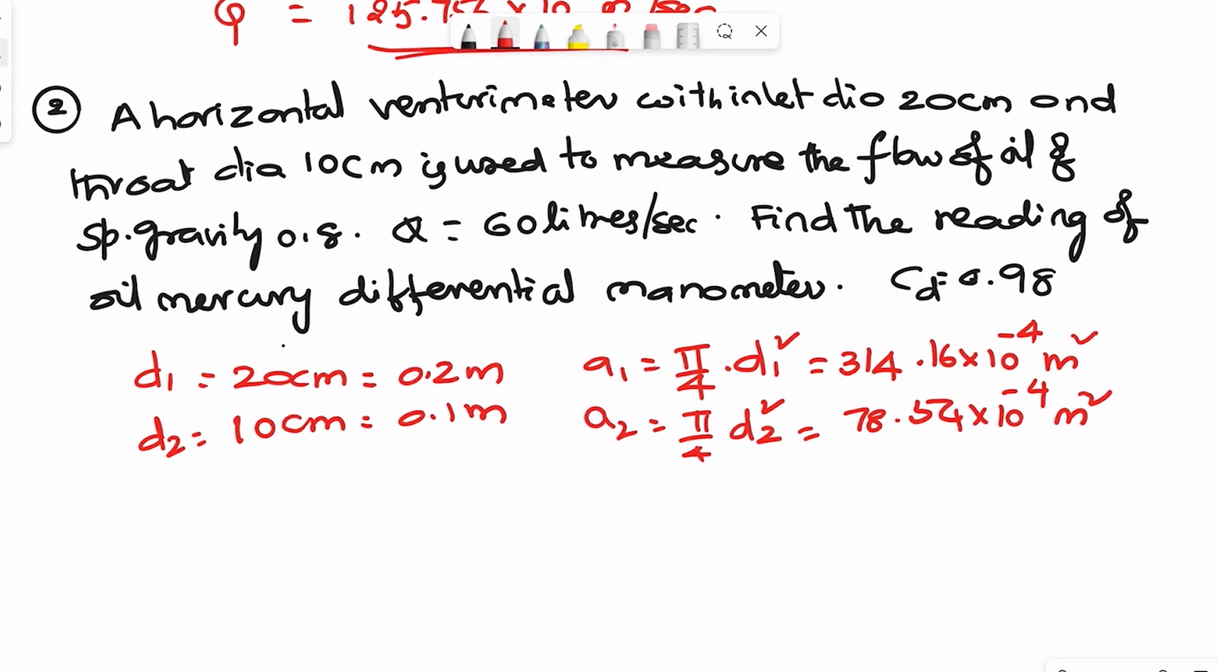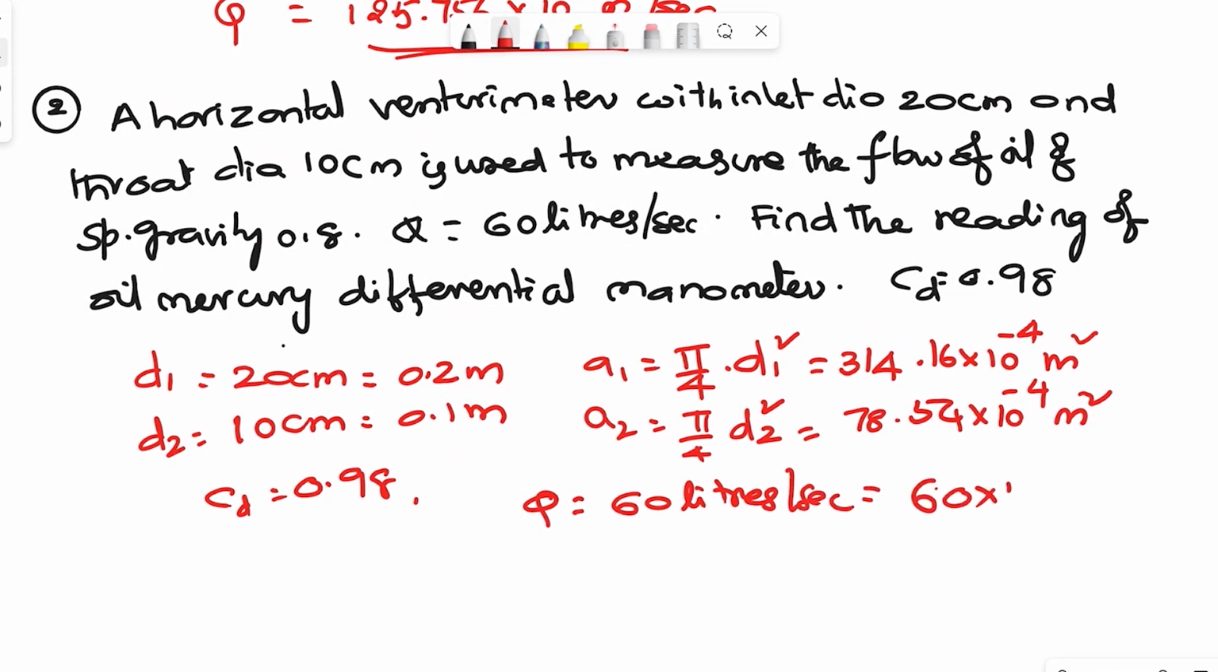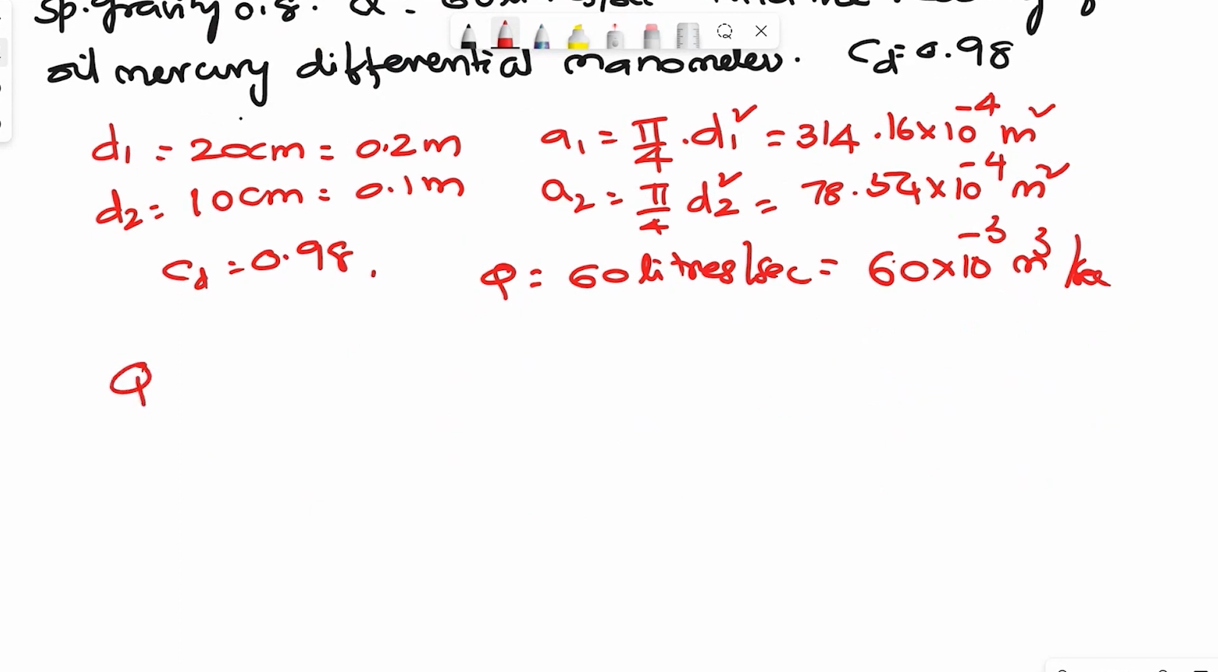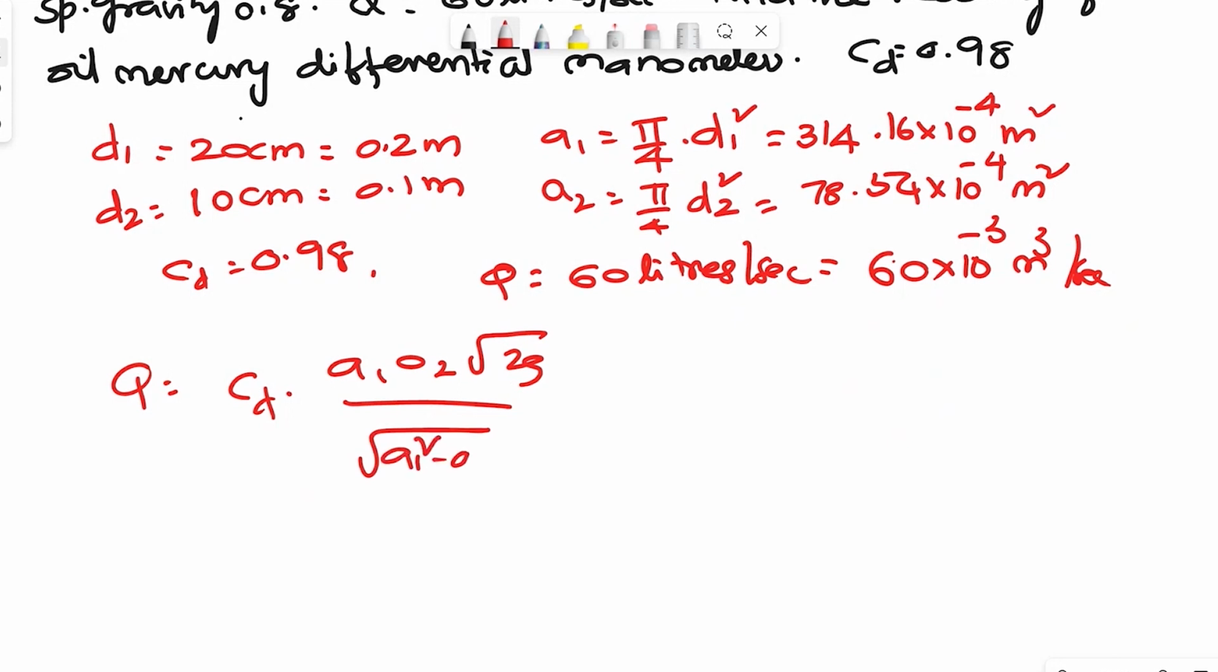Then CD is equal to 0.98. He has given Q is equal to 60 liters per second, which is equal to 60 into 10 to the power of minus 3 meter cube per second. By knowing this, let us put the equation: Q is equal to CD into A1 A2 root 2g divided by square root of A1 square minus A2 square into root h.